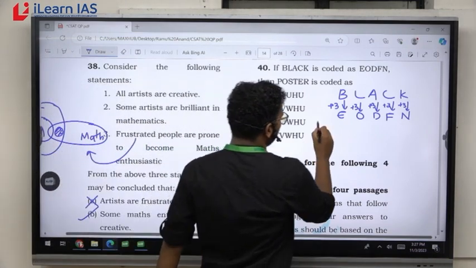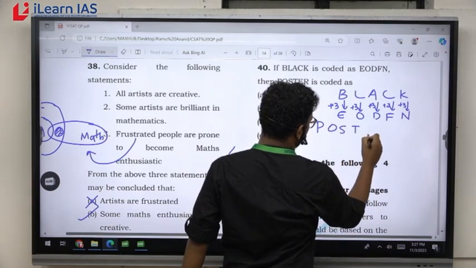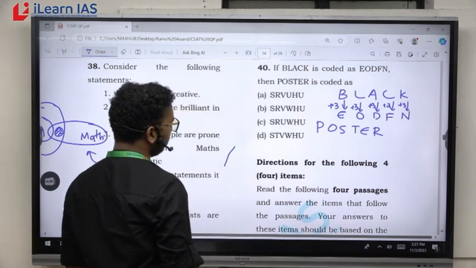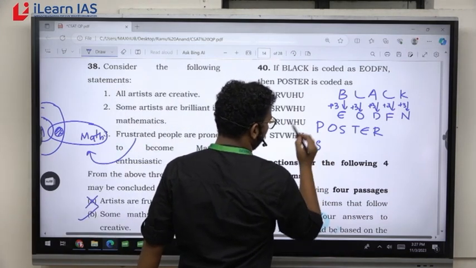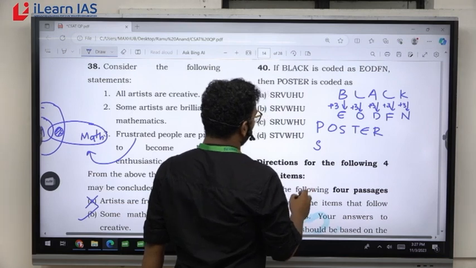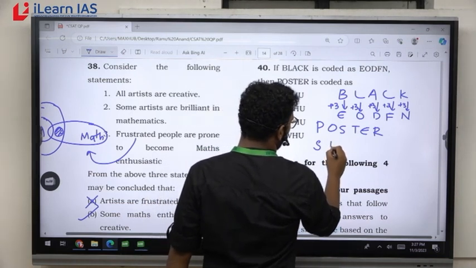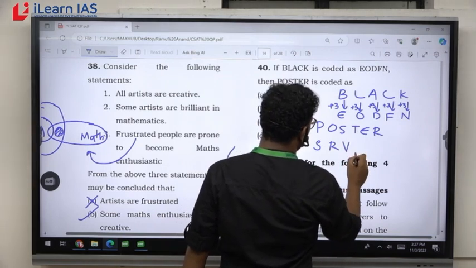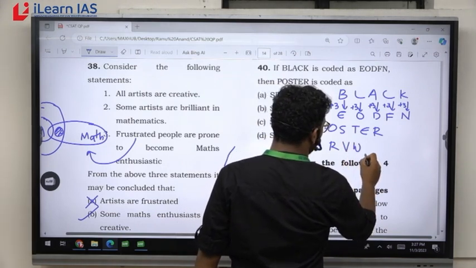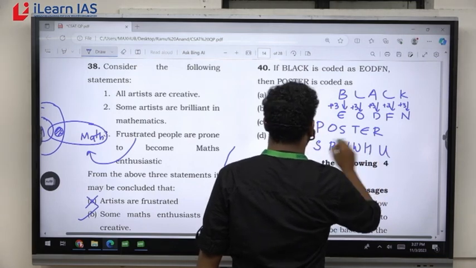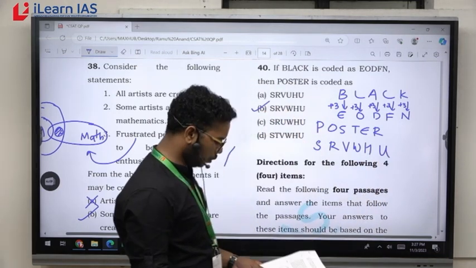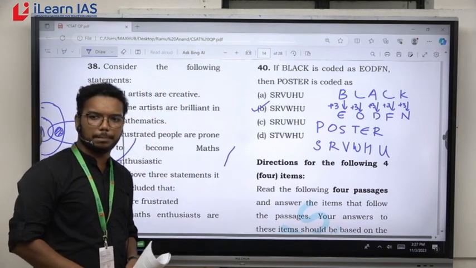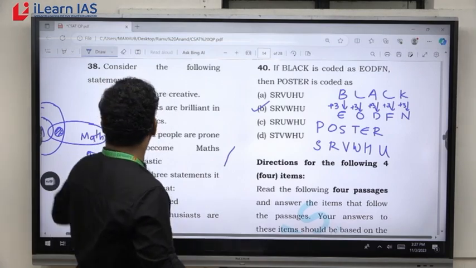So poster can be written as P plus 3 is S. O plus 3 is R. S plus 3 is V. T plus 3 is W. E plus 3 is H. R plus 3 is U. R plus 3 is U. Answer is B. Next question.